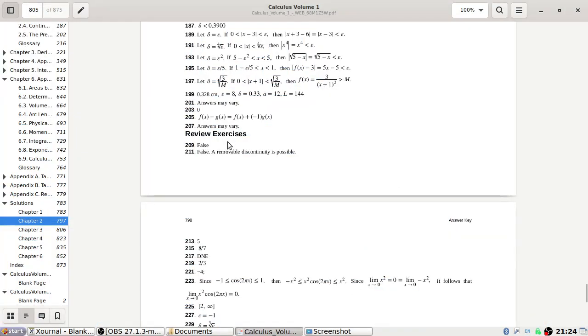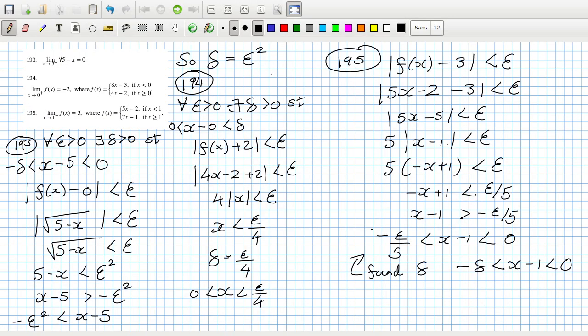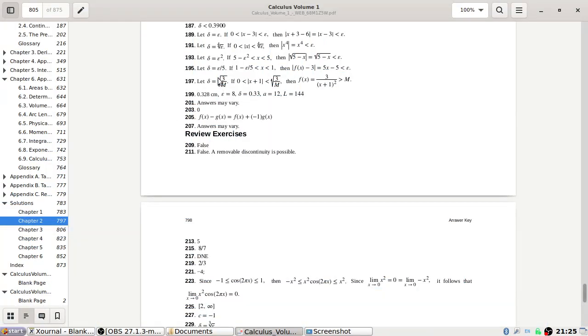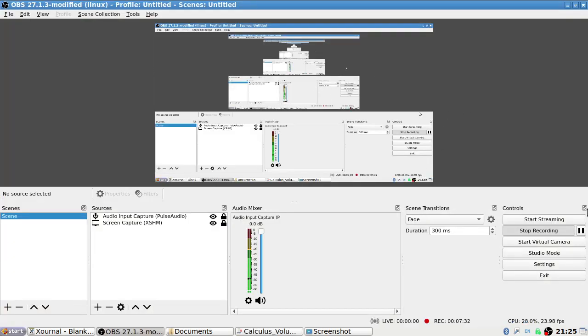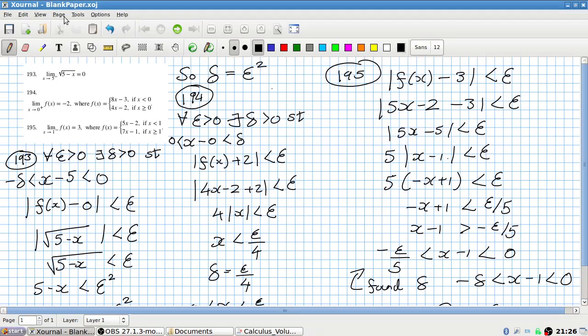So let's just check 195. Epsilon over 5. Yeah. Delta is epsilon over 5. Okay, all right, that's good. Okay, got the next one copied here.